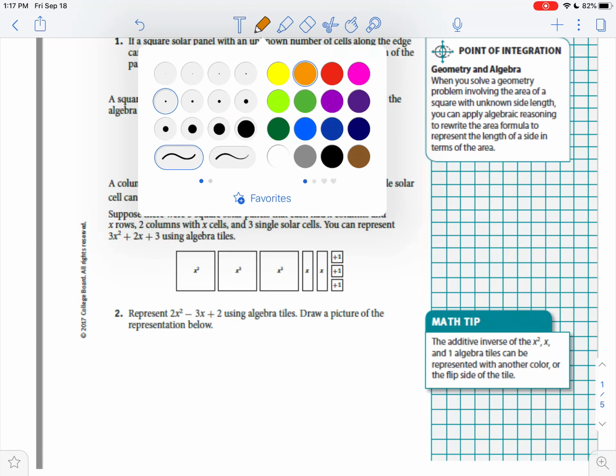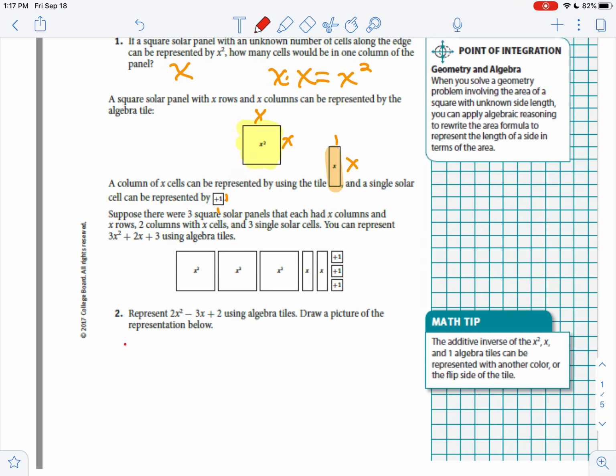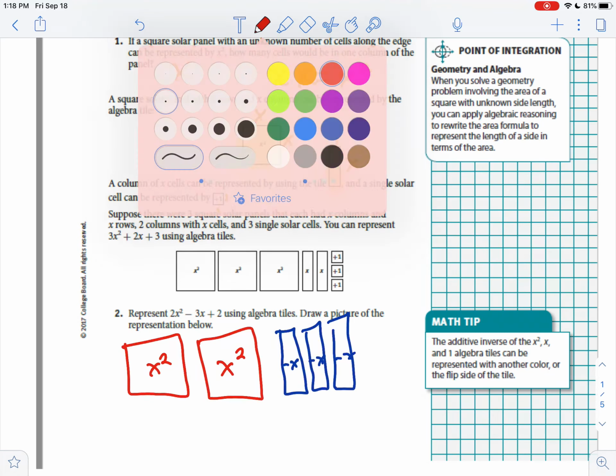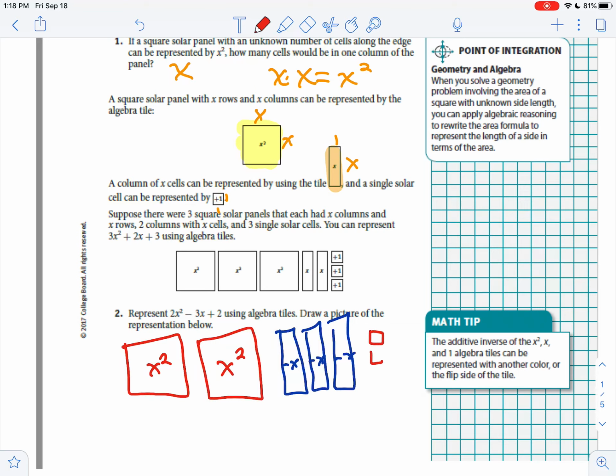Okay, so we have 2x squared. So that means I want to make 2 squares. Okay, but we have minus 3x. So to show that, it's almost easier if you just use a different color. So to make minus 3x, we're actually going to use negative. We're going to use the little columns for minus 3x. Okay, so there's minus x, and minus x. And then back to positive again for 2 singular solar cells. So there are 2. So if we can do that with 2 polynomials, then we could combine them together pretty easily, and it's a good visual method.